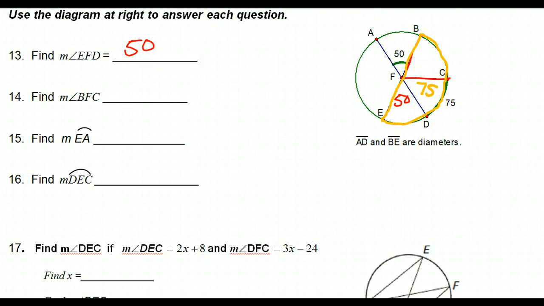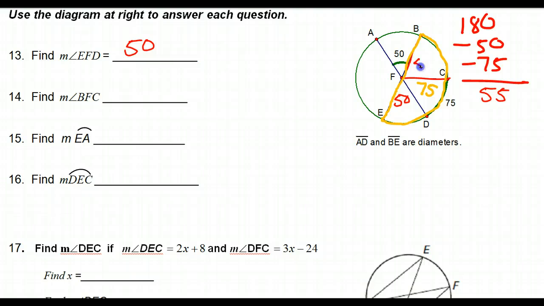So if I can just subtract these from 180, so basically if I do 180 minus 50 minus 75, that should give me the missing piece. And that missing piece is 55 degrees. So I'm going to go ahead and put that in here. So this is 55 degrees. So it's BFC, yeah, so it's 55 degrees.